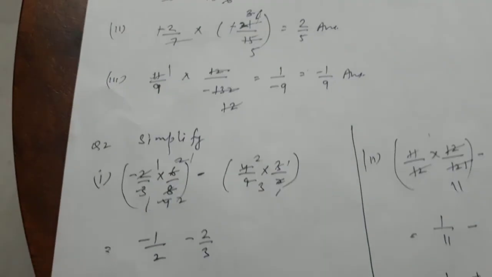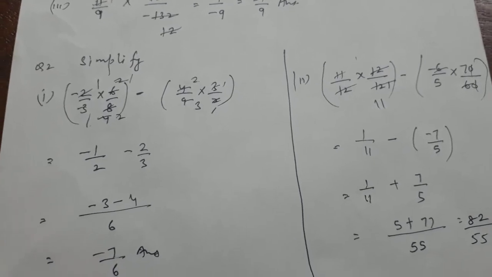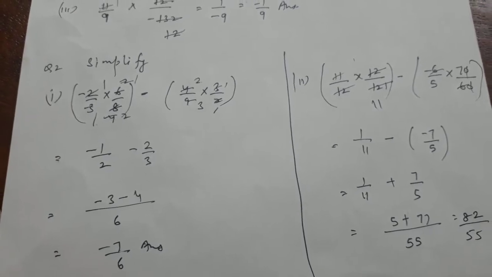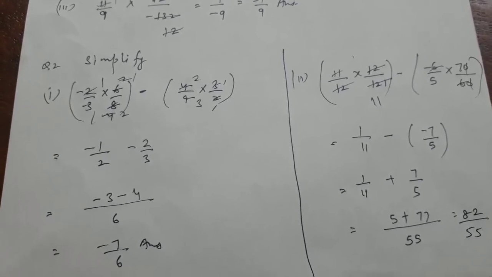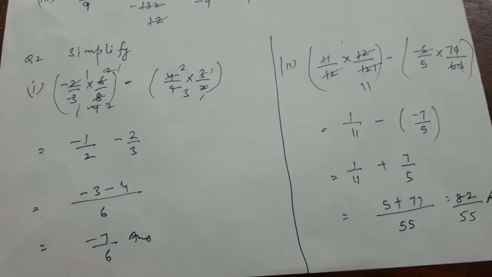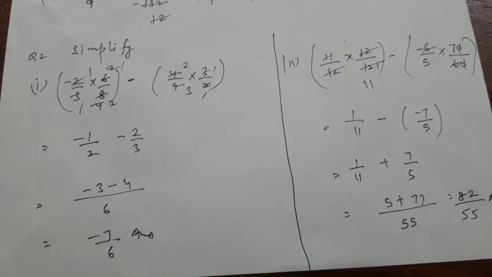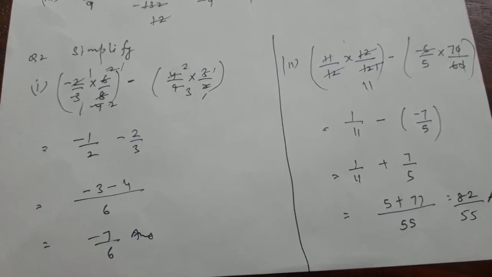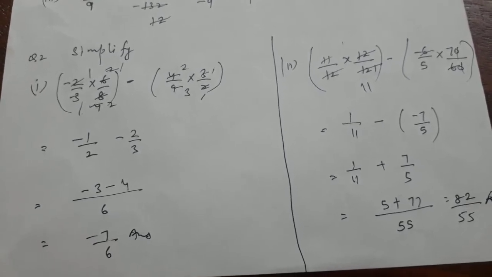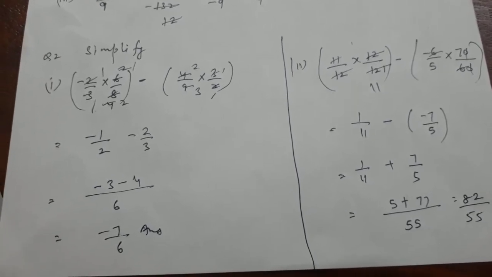In the second question, two groups of rational numbers are given. First of all, we will cancel the first group of rational numbers and then the second group of rational numbers. Then we will subtract the rational numbers. So minus 2 by 3 is getting multiplied by 6 by 8, minus 4 by 9 is getting multiplied by 3 by 2. After cancellation, minus 1 by 2 is the rational number, and after cancellation of the second group, 2 by 3 is the rational number. So we will subtract both these numbers, that is minus 3 minus 4 by 6, the answer is minus 7 by 6.